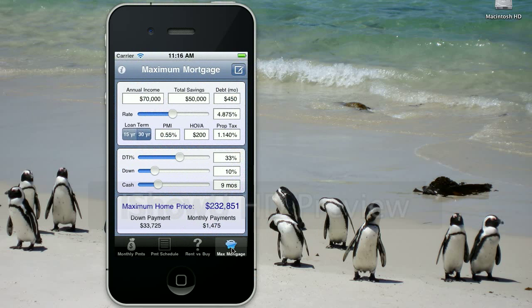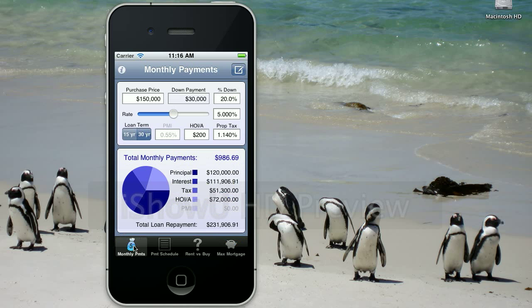And the idea is to use these interactive graphs to get a better understanding of your mortgage and how it all works, so that you can feel comfortable with whatever loan you decide to get.